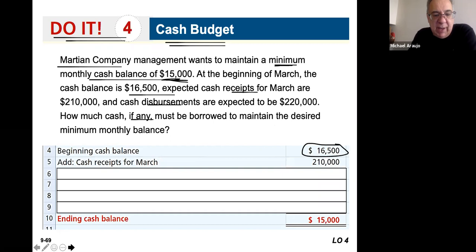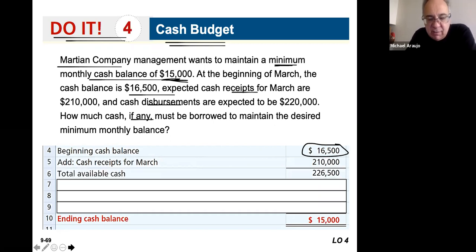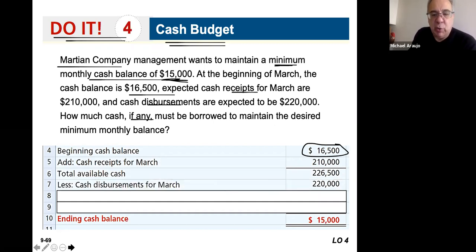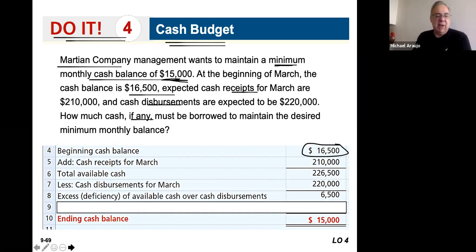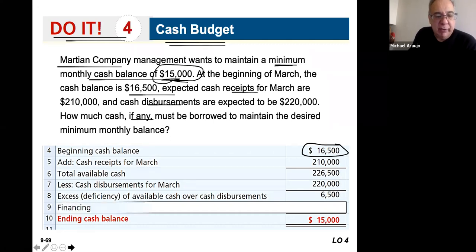So again, they have $210 coming in, so they have a total of $226,500 in cash available. They have $220 going out, which means they'll have a balance of $6,500. That's well below the $15,000 minimum they want. So they're going to have to borrow the rest, $8,500.